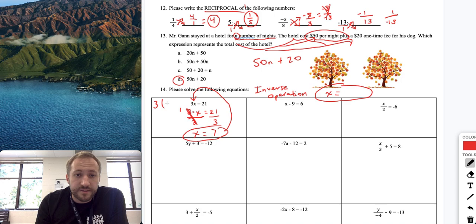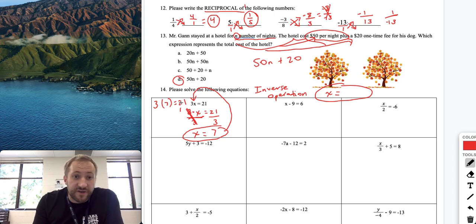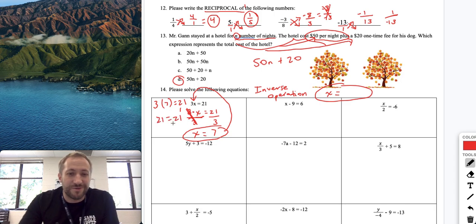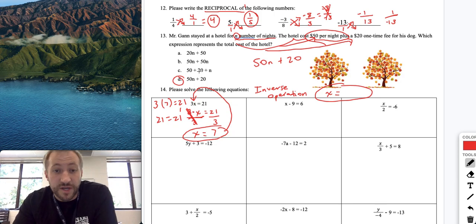3 times 7 is equal to 21. Let's see if that's true. 3 times 7, perfect, it is. A lot of you guys know that 3 times 7 is 21, but I just want to show you the importance of the calculator, all right? You can check your work. So I know I did it correctly.